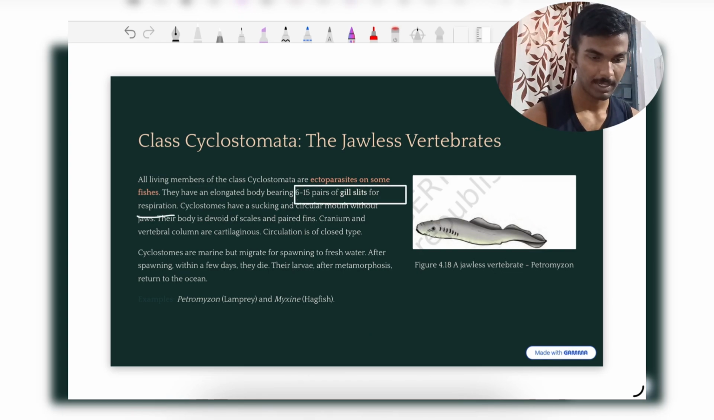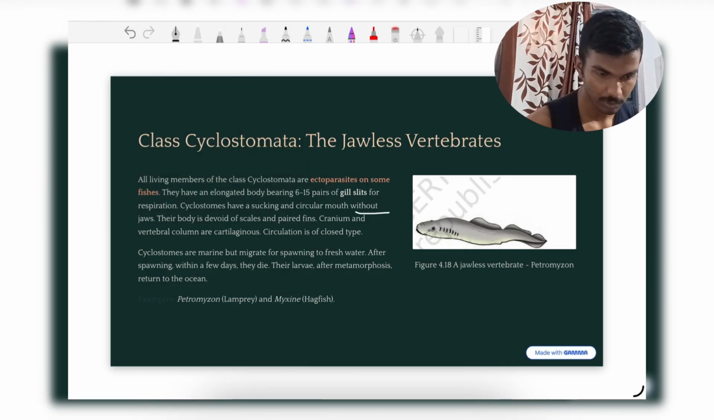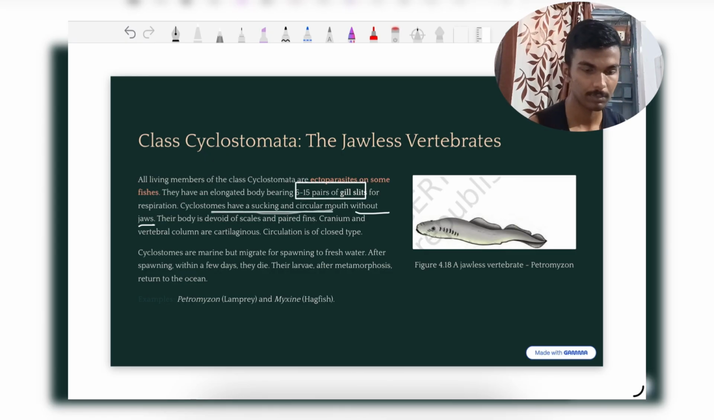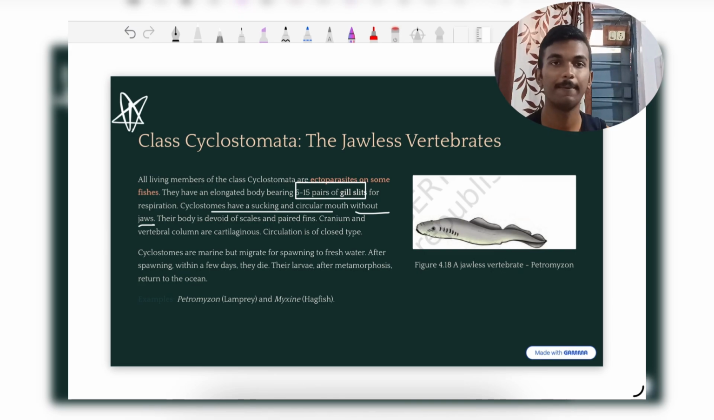For respiration, cyclostomes have a sucking and circular mouth without jaws. So this part is important. Without jaws. This topic is very important, as many questions come from this topic.